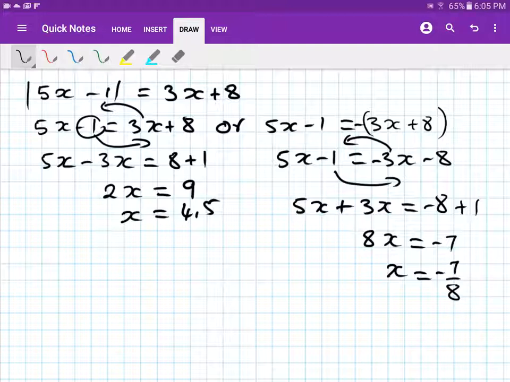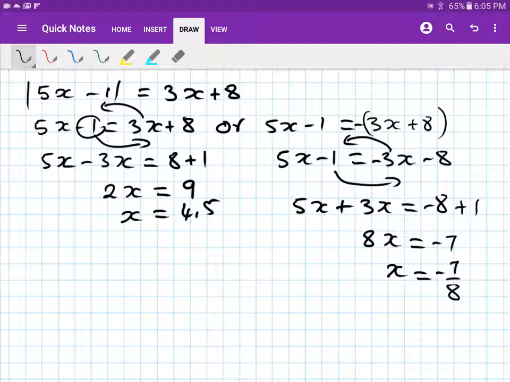Now of course, in this situation we have to test it. These types of equations you must test, because some of them are not solutions. Sometimes they both are, and sometimes there is no solution at all. So that's why we have to test it.